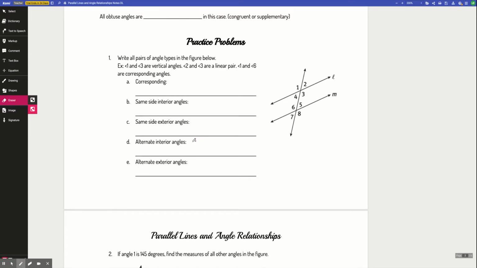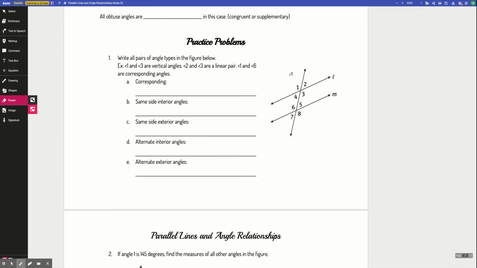We're going to start with just identifying some angle pairs here, and then we're going to use our knowledge of the angle pairs in order to write some equations and solve some problems. So number one says write all pairs of angle types in the figure below. We just need to figure out where the corresponding angles are, where the same side interior, exterior, alternate interior, and exterior angles are.